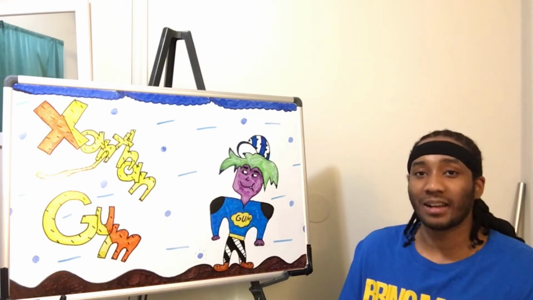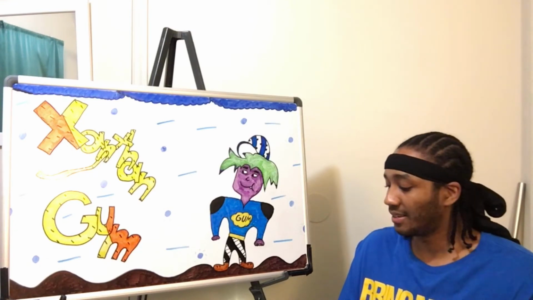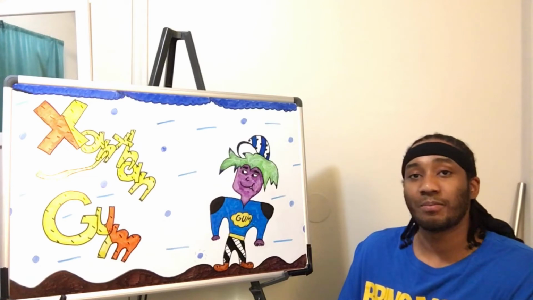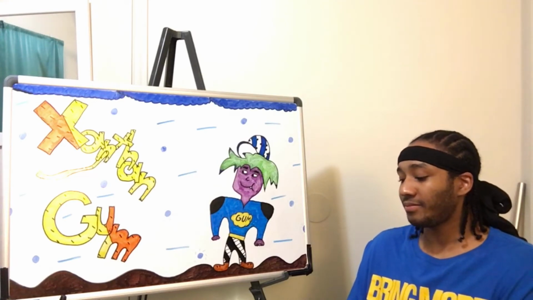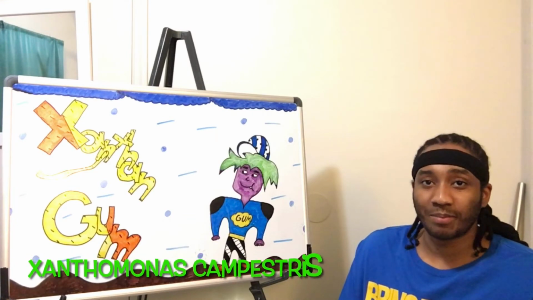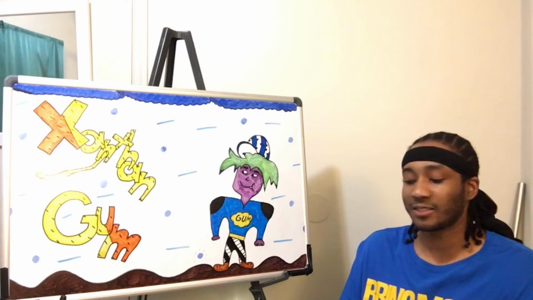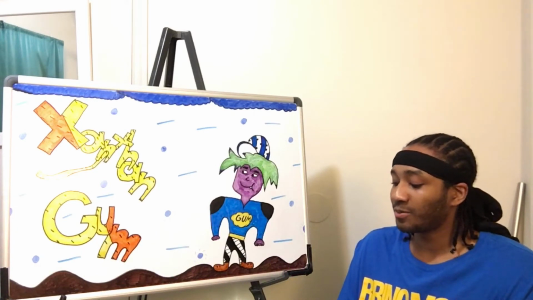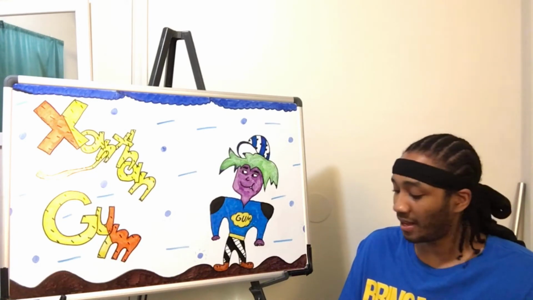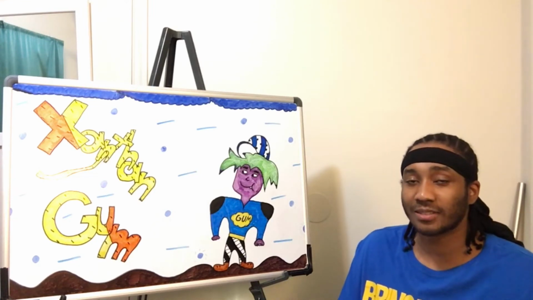Now, the thing about this process, a lot of people ask, what is Xanthomonas campestris? Well, Xanthomonas campestris is a bacteria that causes black rot in cruciferous vegetables worldwide by darkening the vascular tissues.